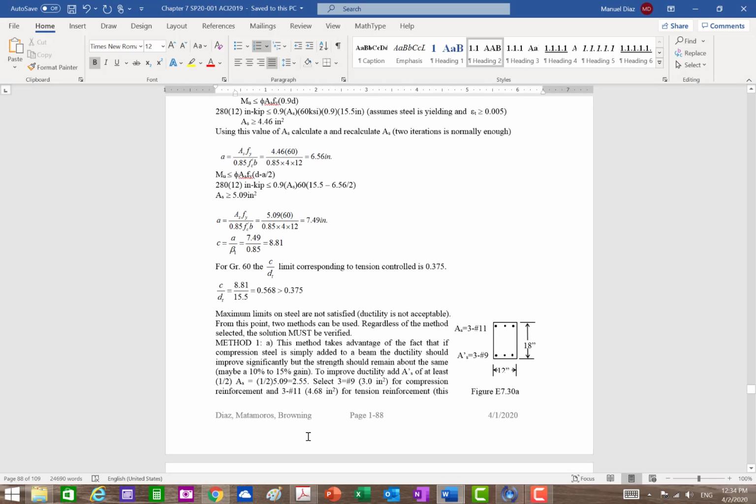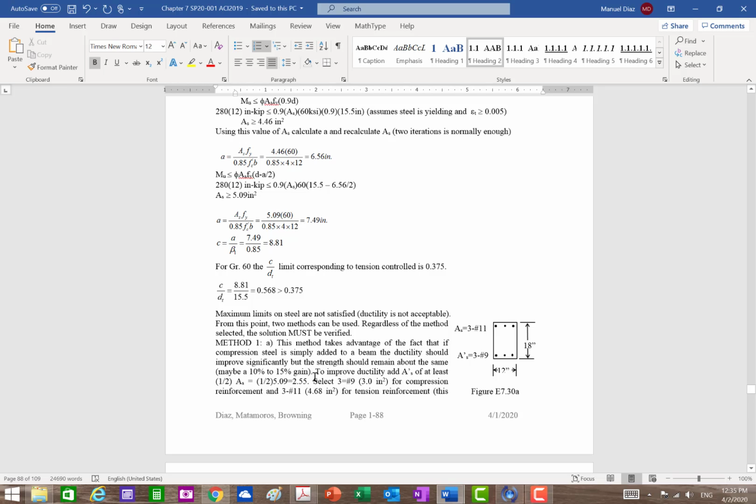So what we can do is go here and say, okay, we're going to use method 1. Method 1 says take advantage that with compression reinforcement, you increase ductility. Okay, but how much should I do? So we're going to take half of what we needed. That's the 509. Half of that, 255.